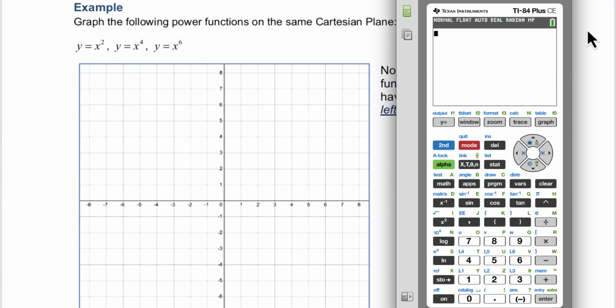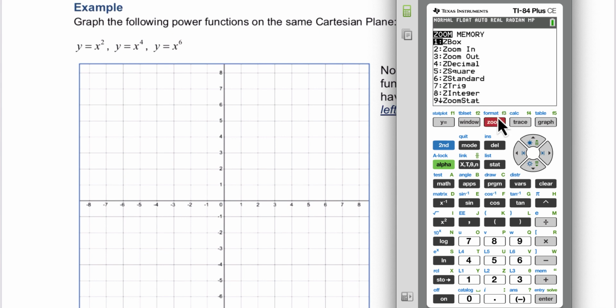Let's graph the following functions and see what they look like. We have x squared, x to the fourth, and x to the sixth. Notice they all look somewhat similar. They're getting a little bit skinnier.